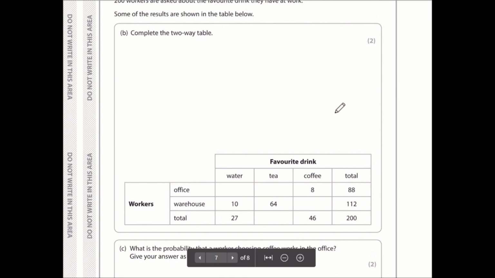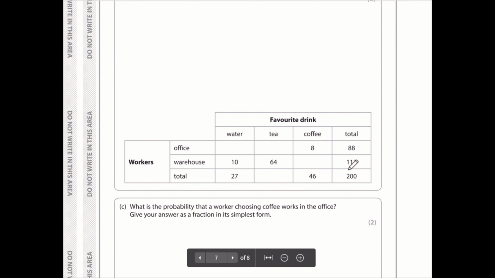Okay, so first of all we need to complete the two-way table. So we know that there are 200 workers, 112 in total in the warehouse, 88 in total in the office. So the top row adds up to 88, the second row adds up to 112, the bottom row adds up to 200, and these totals add up to 46, an unknown number, and 27. So what we're looking for here is a row or a column where there is just one number missing.